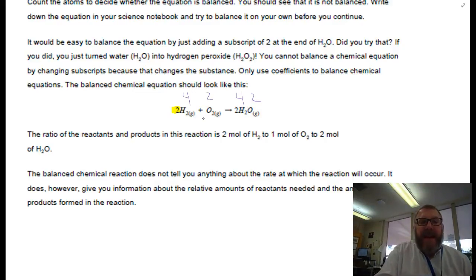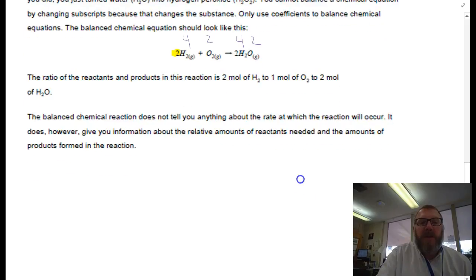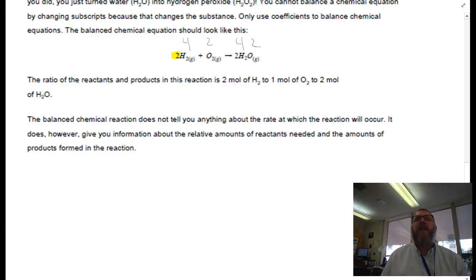So again, it does, however, give you information about the relative amounts of reactants needed and the amounts of products formed in this reaction. So I hope this helps you understand why we have to balance equations and how you do it. Clearly, you're going to need some more practice with balancing an equation, which the stop and think right after this reading is going to help with.